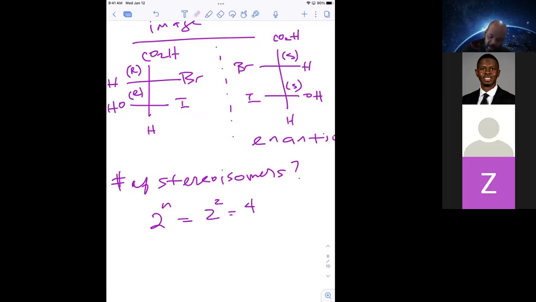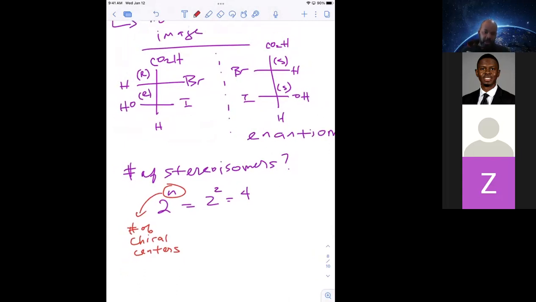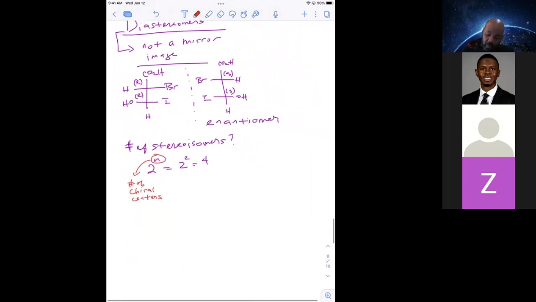Let me make that clear. That n is the number of chiral centers. So n is the number of chiral centers, and 2 to the n is the number of stereoisomers possible. So we got 4, so the other 2 have to be something. They're not enantiomers of the first one, because that can only have one mirror image. For the other 2, let me show you what you have to do.